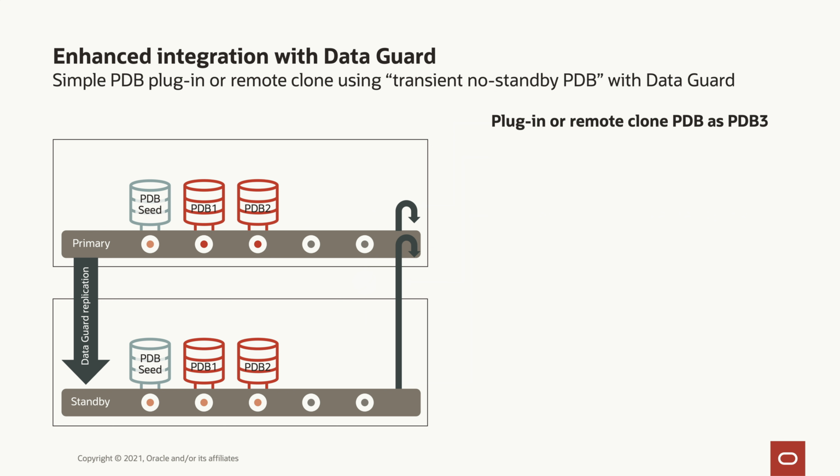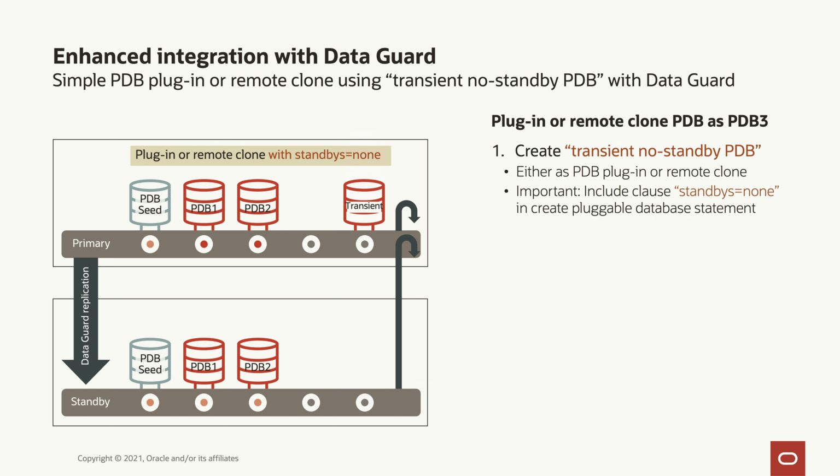Now we introduce a simple new procedure employing what we refer to as a transient no standby PDB. Following this procedure ensures that even these relatively complex provisioning operations can be achieved in a few trivial steps. For example, let's say that our intention is to plug in an unplugged PDB or to perform a remote clone. We want this new PDB to be named PDB3. We start by creating what is referred to as a transient no standby PDB. To do this, simply include the clause standbys equals none in the create pluggable database statement.